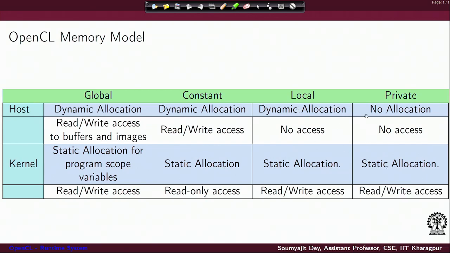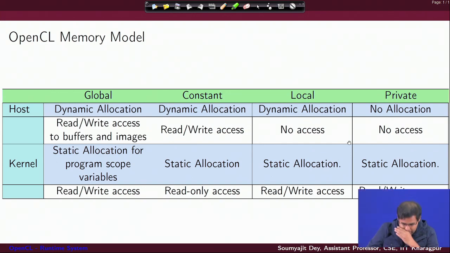Of course, the local and the private memory are in the device, because this is inside each of the compute units and this is inside each of the processing elements that are sitting inside the compute units. So, they are all in the device. So, the host really does not have any access to these memory segments. This is what is supported by the OpenCL kernels that are submitted to the respective devices.